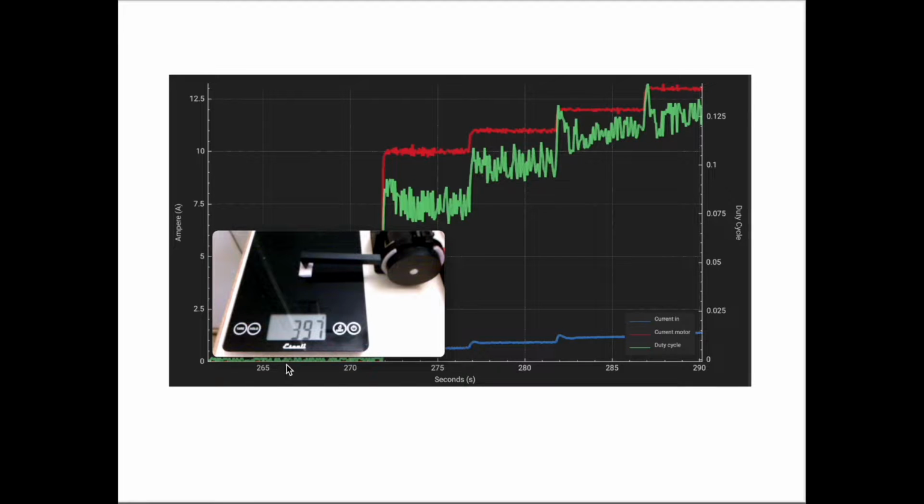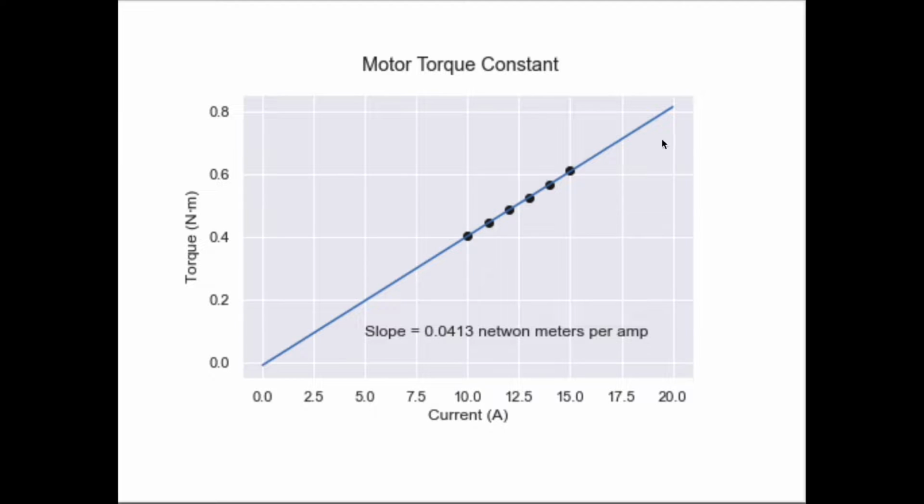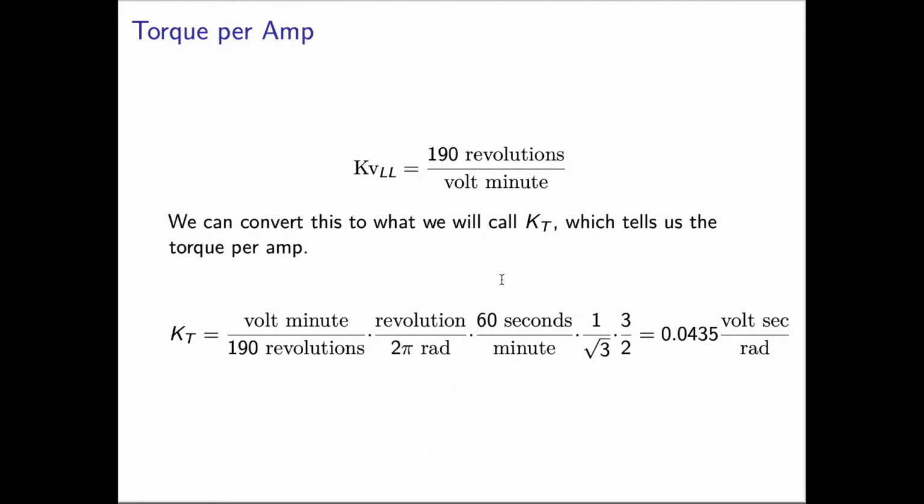This video will use a Prony brake and the sweep feature of VESC Tool to show that the torque that a motor produces is proportional to the phase current. Motor theory tells us that we can use the kV rating of a motor to get the torque-current relationship in Newton meters per amp, but we need to make some adjustments for a three-phase motor.